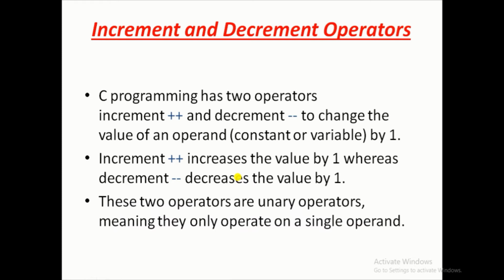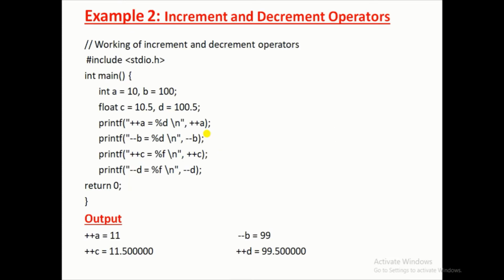In example 2, we practically see the use of increment and decrement operators. So this is the code. At first we include the header file, as in every case, and declare the main function. Inside the main function we take two variables named a and b and assign a equals 10 and b equals 100. These two variables are integer type, and we also initialize two other variables c and d, and in this case these two variables are float type.